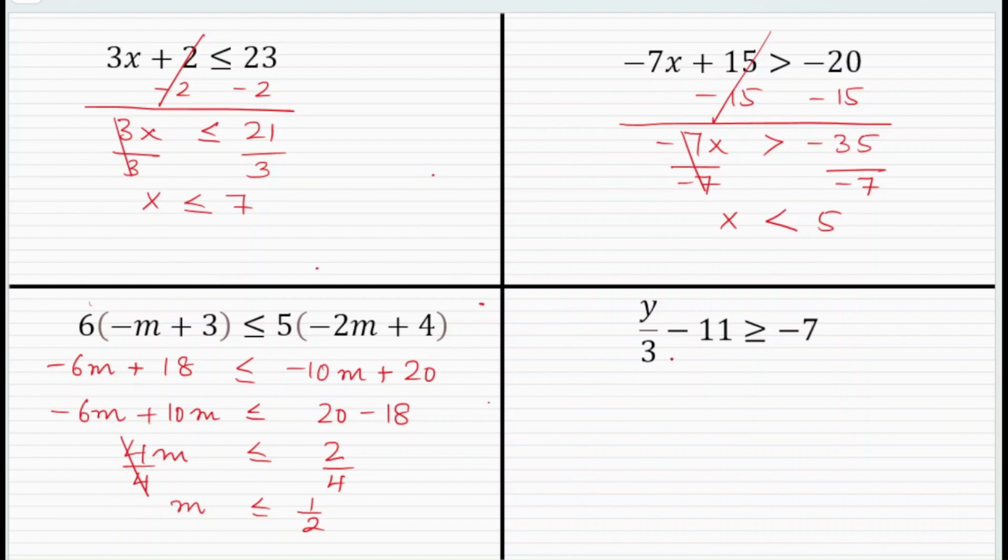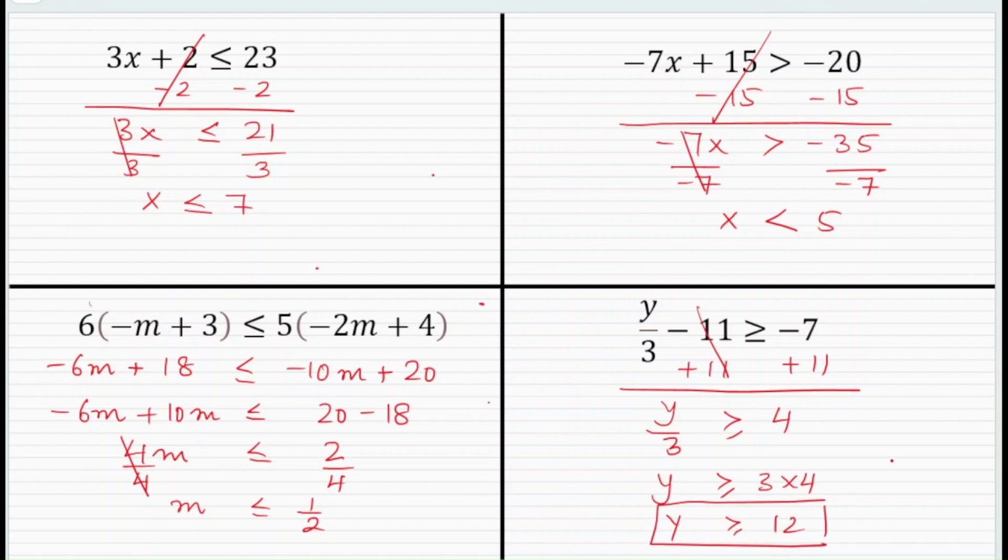In this one, I can see that it's y over 3 minus 11 greater than or equal to minus 7. The rule is the same: eliminate this minus 11 first of all. So this is 0. So y over 3 is greater than or equal to minus 7 added to 11, which is 4. And now this 3 is being divided, so when it shifts to that side, it will go with the sign of multiplication. So I get 3 times 4, so y is greater than or equal to 12. So all the values of y which are greater than or equal to 12 are the set of solutions for this given inequality.